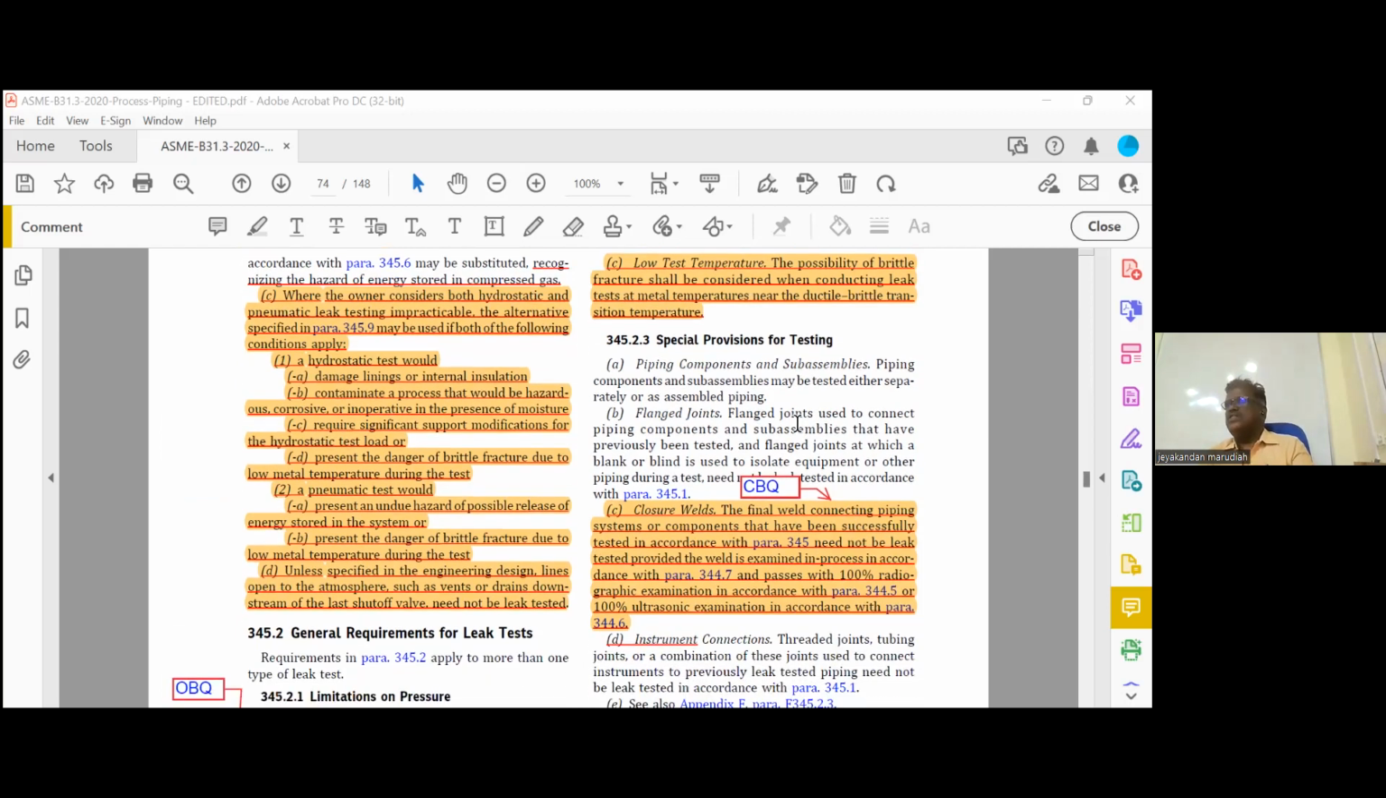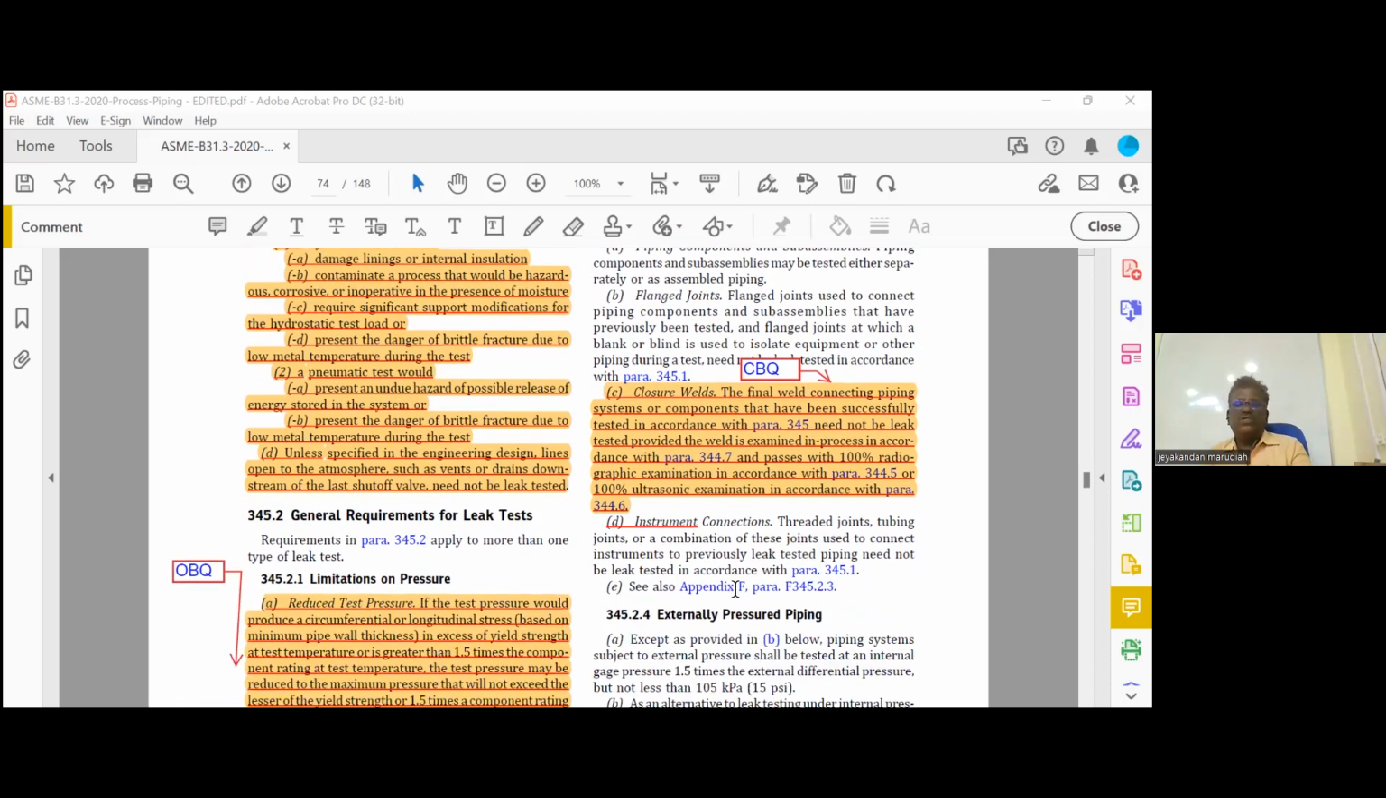Now closure weld. See, generally when you are making a hydro test, you may blind some area where final connection testing is not possible. That is called closure weld. So what we will do, we will do the NDT. The joints are called golden joints. Okay. The final weld connecting piping systems or components that have been successfully tested need not be leak tested, provided the welds are examined in process in accordance with para 344 and pass 100% radiography or ultrasound. That is a closed book question.